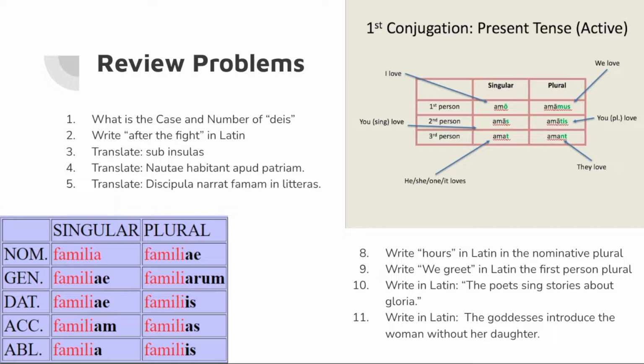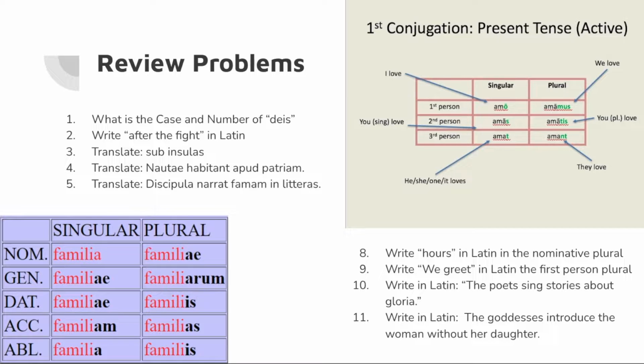Okay, number 9. Write we greet in Latin, the first person plural. Greet in Latin is saluto. To make it the first person plural, you have to make it end with -mus. But remember the rule, all O's have to change to A. So it'll be salutamus for number 9.